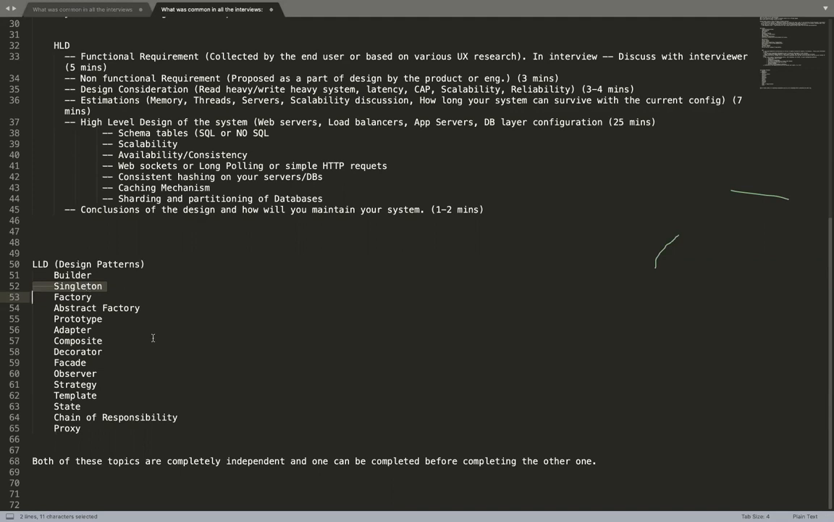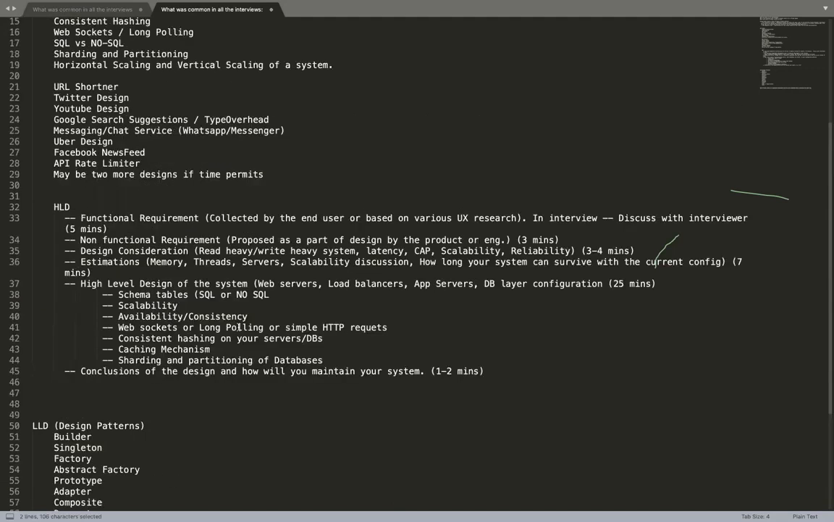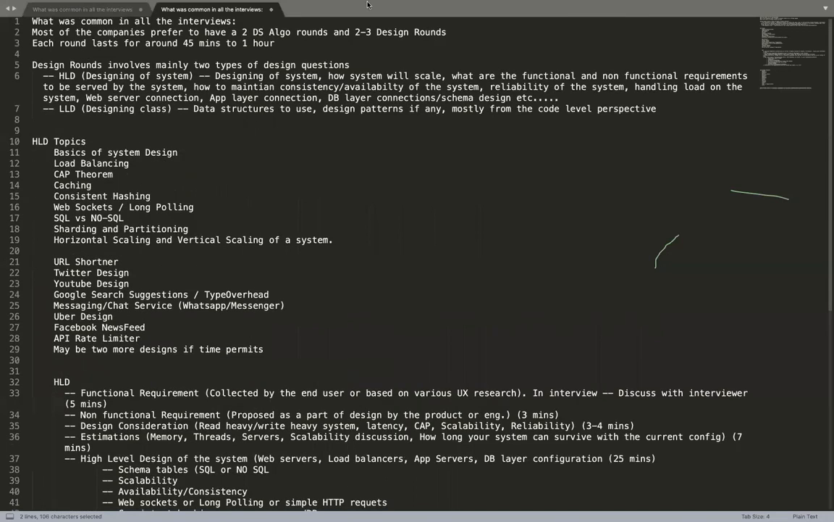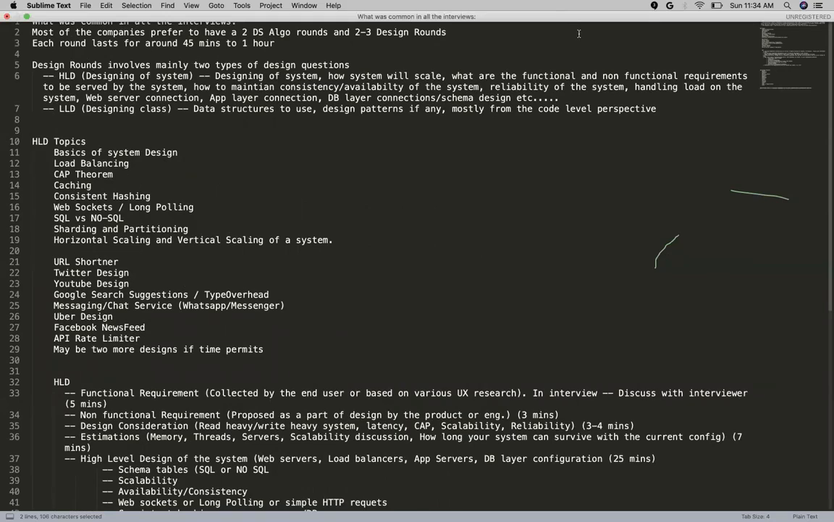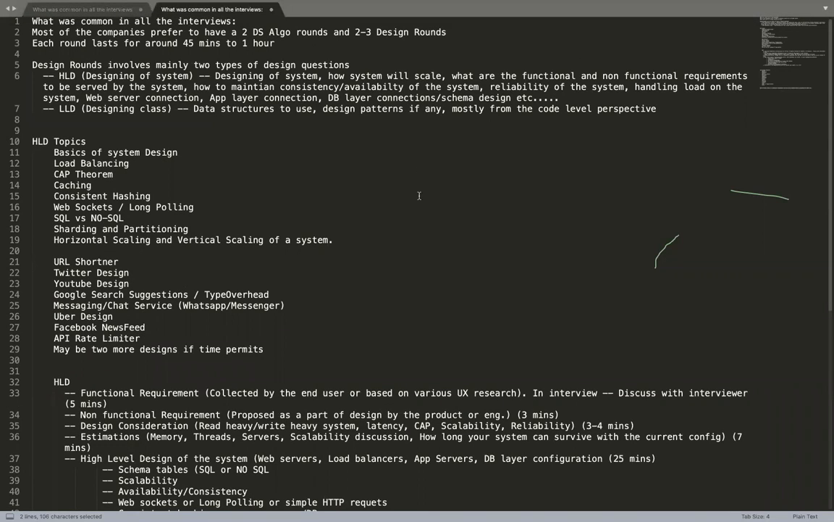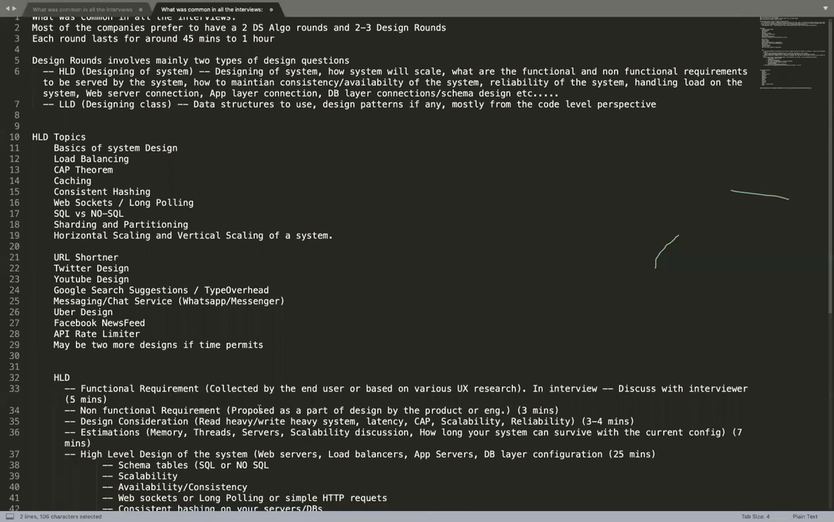And as I mentioned, both of these parts are completely independent, and one can be completed before the other. Peter, what about the UML diagrams and all? Sorry, UML diagrams? Okay, that will again be covered as a part of LLD, low level design.